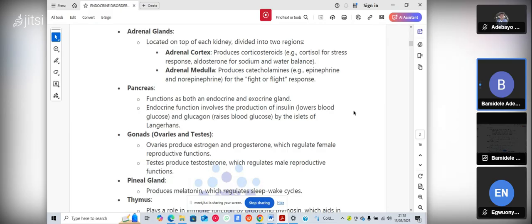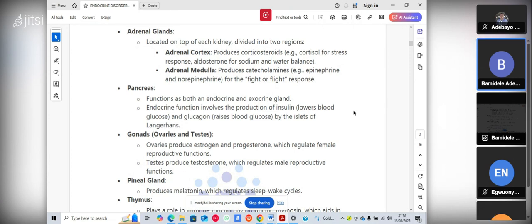Okay, but when the blood sugar level is low, it also helps to secrete glucagon. This glucagon goes through some series of processes that help to raise the blood sugar. Okay, and it is worthy of note that this pancreas can function as both an endocrine and exocrine gland.